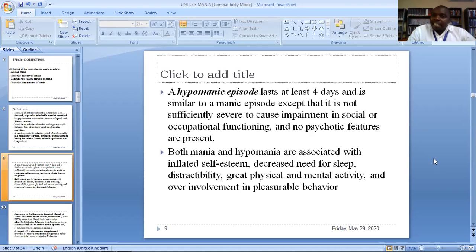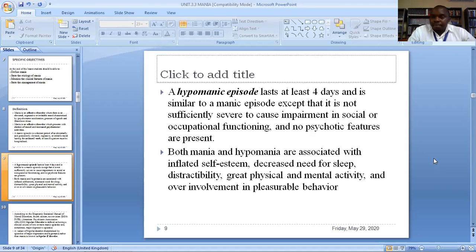So when this manic patient is in a manic episode, they will have psychotic features. It becomes difficult for them to function occupationally and socially. But when they are hypomanic, because they lack psychotic features like delusions and hallucinations, they can function occupationally and socially nicely. So both mania and hypomania are associated with inflated self-esteem. That's a common feature.